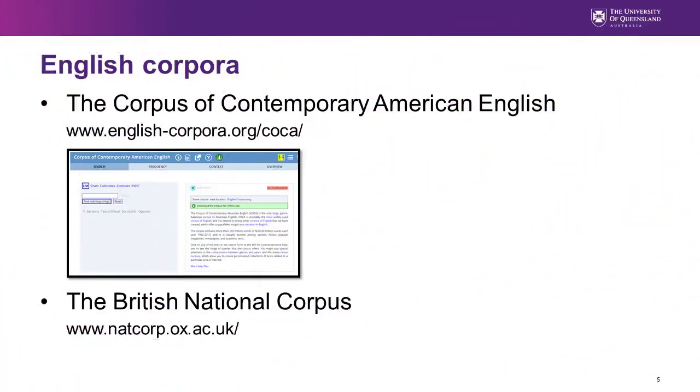If you're interested in this area, you can find more information about English vocabulary using two big and common English corpora. The first one is the Corpus of Contemporary American English, and the second one is the British National Corpus. We have provided snapshots of the websites of the corpora here, and the links can also be found on Blackboard for your reference.